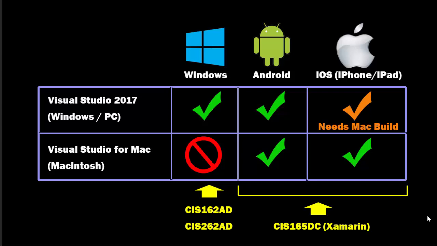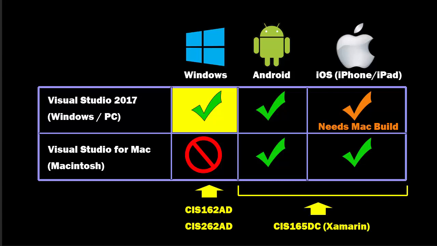So in summary then, for the CIS 162 and 262 portions of this cohort, you will need to do your work in Visual Studio 2017 on a Windows PC. Now you can have a build partition on a Mac with Windows running and do this work on a Mac, but it needs to be within Windows 10.